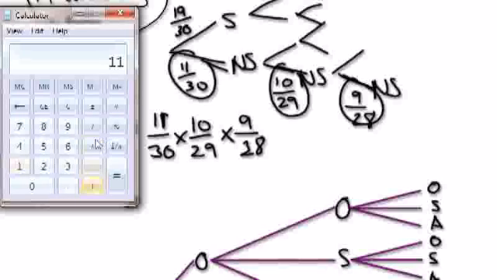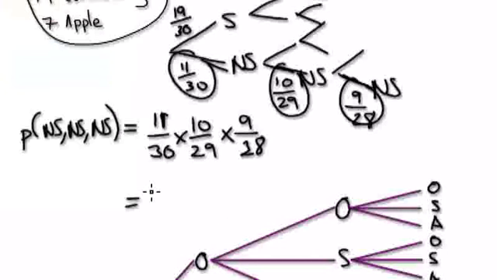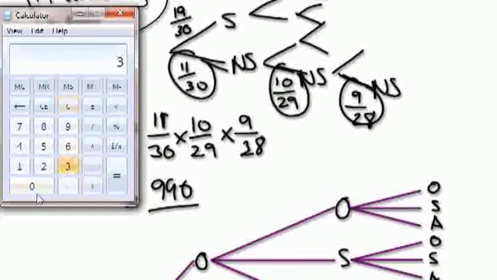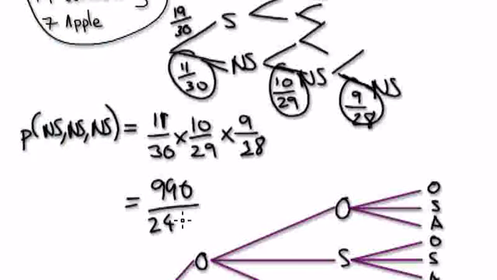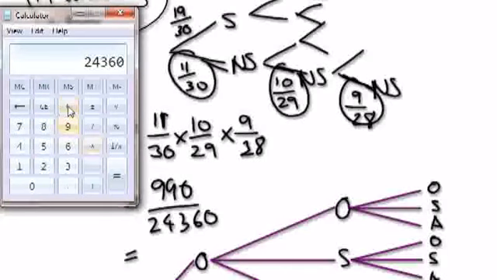11 times 10 times 9 equals 990, and then 30 times 29 times 28 equals 24360. So this would be your answer. Maybe convert it to a decimal, so it's easier to see.